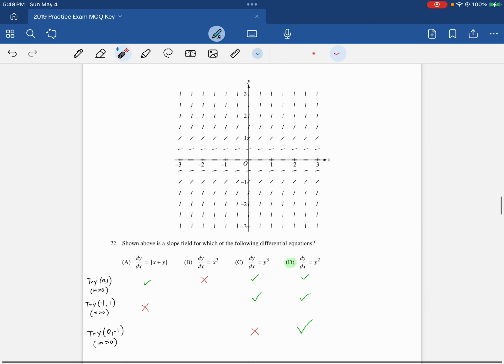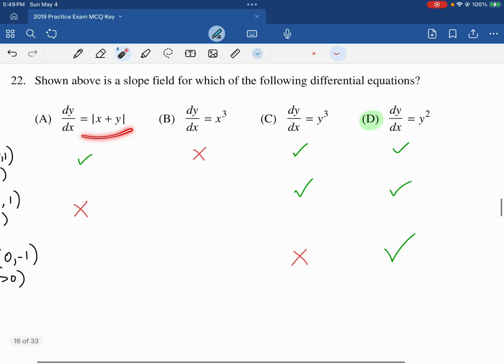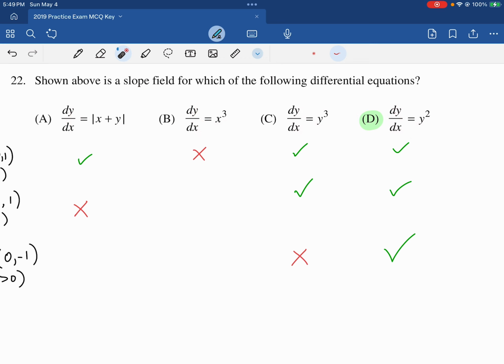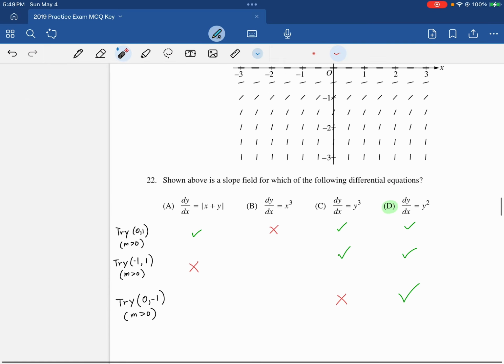Here we have a slope field. Shown above is a slope field for which of the following differential equations. There's one with absolute value, there's an x cubed, a y cubed, and a y squared. I would recommend as many coordinates as it takes, try a coordinate and see if the slope matches the picture. I'll give you some examples.